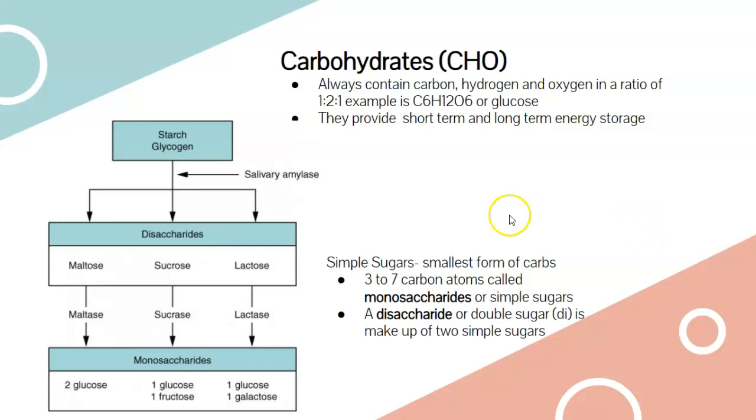So when you eat a carbohydrate, you eat one of these, a starch or a glycogen, and then it gets immediately broken down into disaccharides, which are versions. These are the three versions: maltose, sucrose, and lactose. Lactose might be something you've heard of if you know someone who's lactose intolerant. And then you have a monosaccharide. These are the smallest versions. So glucose, one fructose, one glucose, and one galactose.